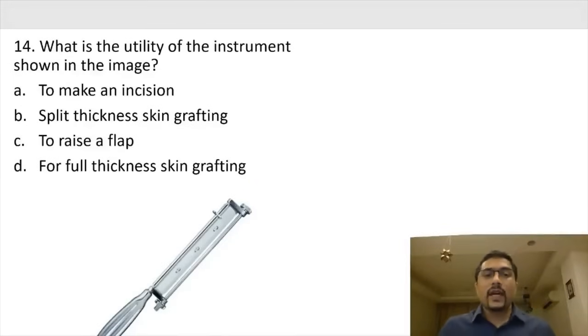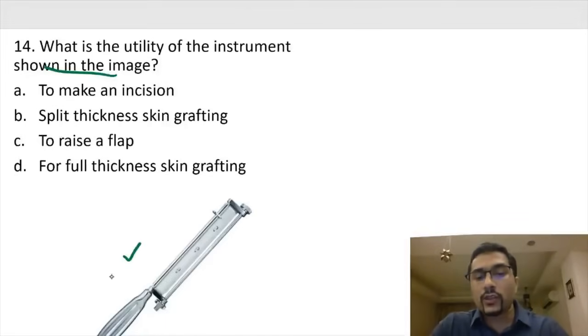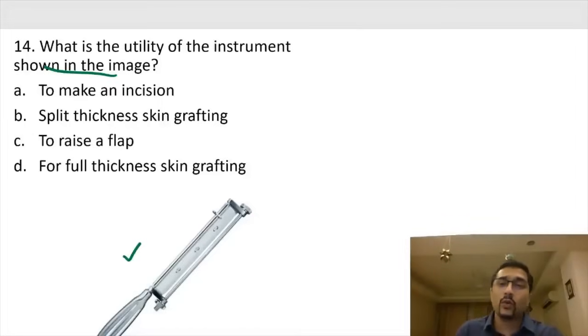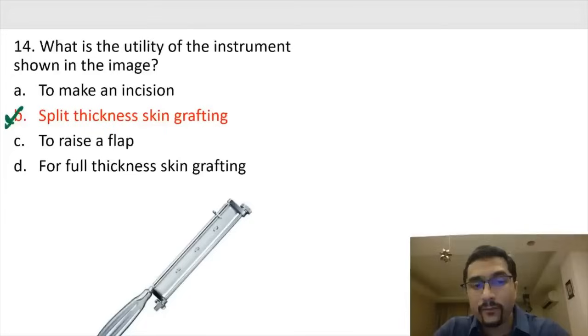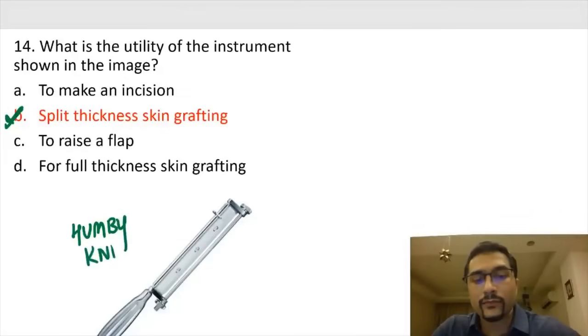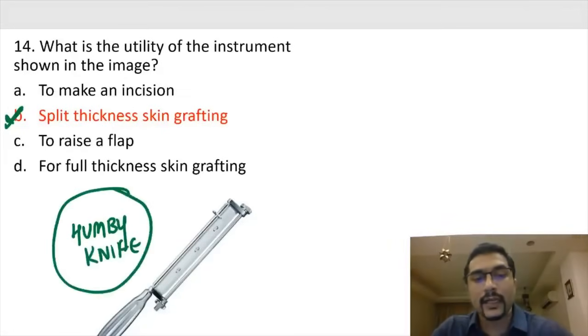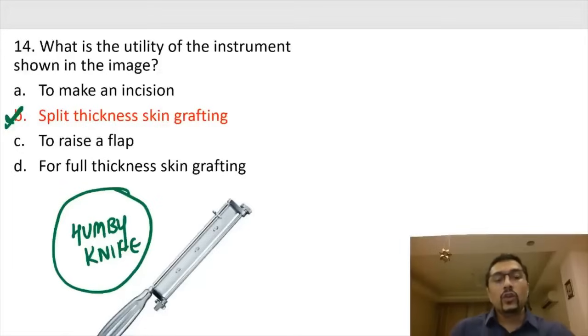Another question which has been asked frequently in your exam: what is the utility of the instrument shown in the image? So this instrument, you have to identify the utility. Options are to make an incision. No, we use a blade to make an incision, right? Split thickness skin grafting is the correct answer here. It is used for split thickness skin grafting, and this instrument is known as a Humby's knife. Asked many times in the exam, right? You know the difference between a graft and a flap.